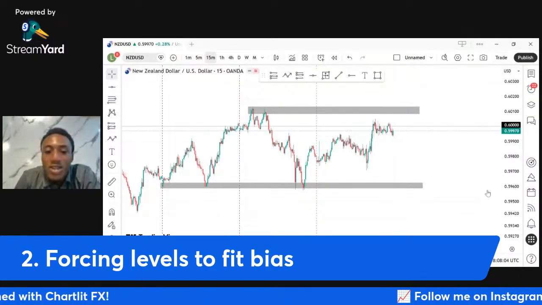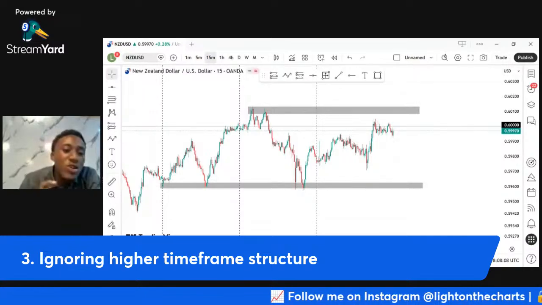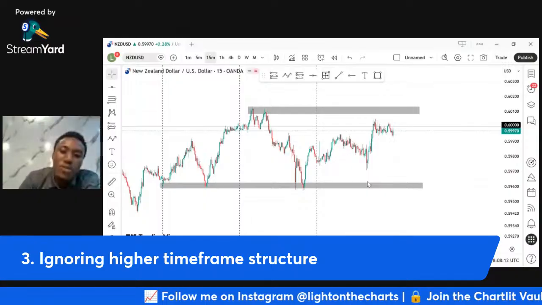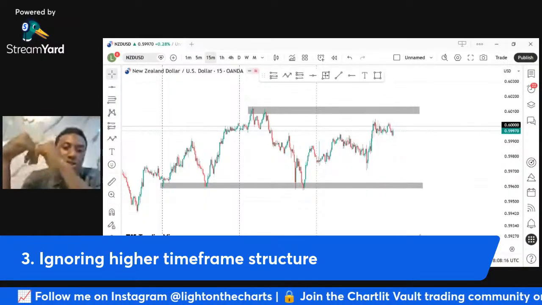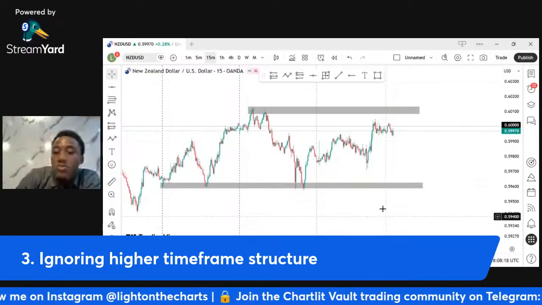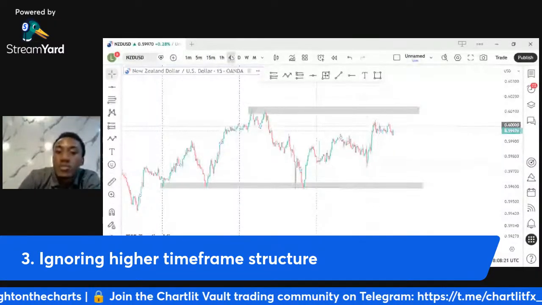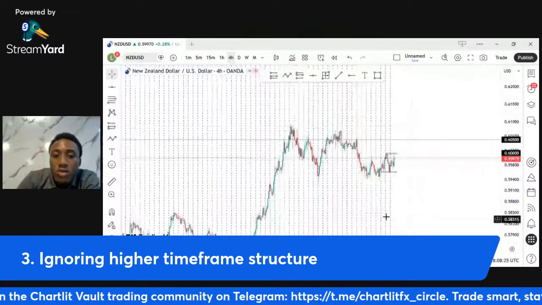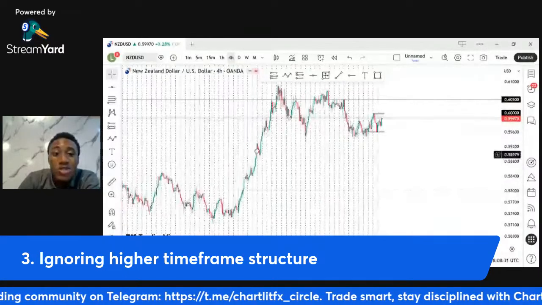So that is it. And then number three is ignoring higher time frame structure. Like I've told us, higher time frame tells us the direction of the market, right? Market structure tells us the direction of where price is actually going. So now, you come to the 4 hour time frame. All you can see is price has been pushing upwards. Forget what is happening right here. Price is bullish on the 4 hour time frame.